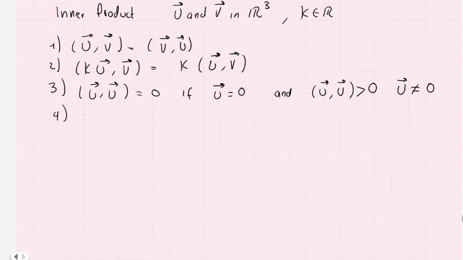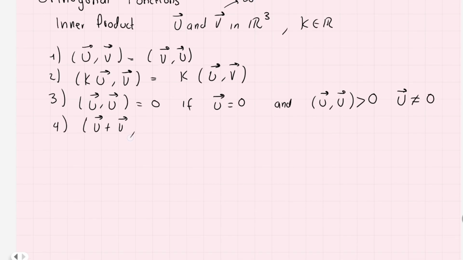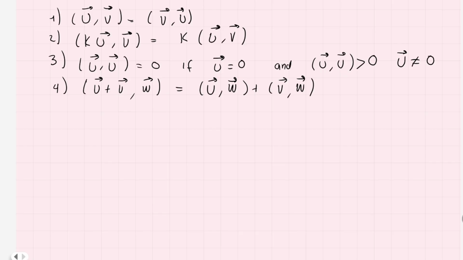And the fourth property is going to be that u plus b, and I think we need to add another vector here. So the inner product between u plus b and w is going to be equal to the inner product between u and w plus the inner product between b and w, of course. Perfect. So these are the properties that define the inner product. And in this case, we are speaking in the context of vectors in R3.